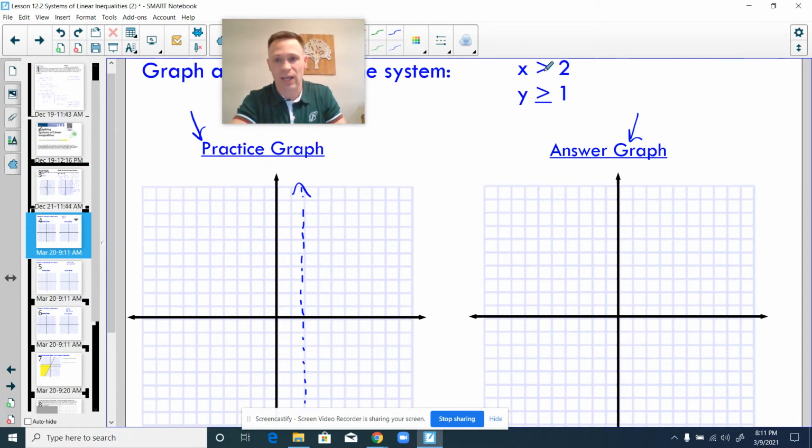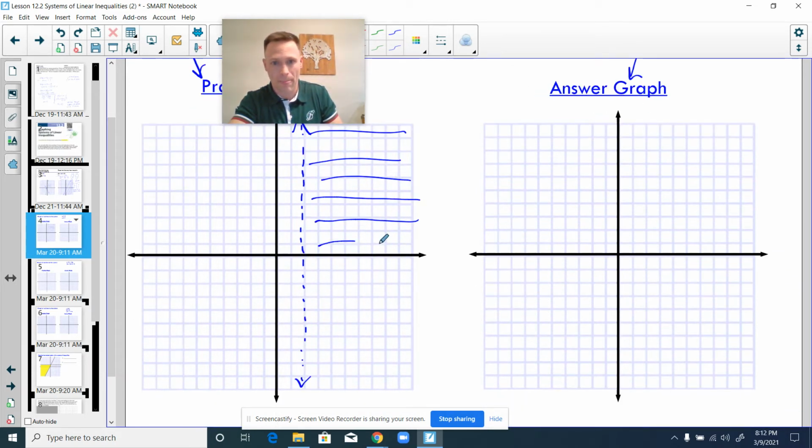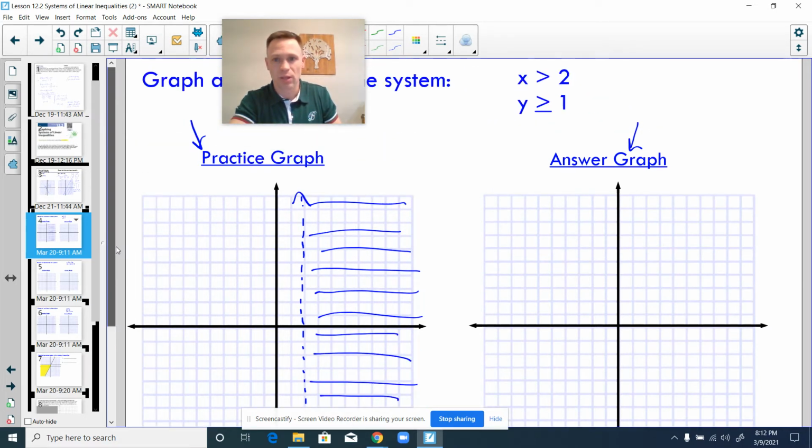Now, it says x is greater than 2. So where are the x values that are greater than 2? They're all to the right. Now, I'm not going to go crazy shading, so I'm just going to kind of do this. All right, that's one of them. I'll do the other one in a different color here, and so we'll do that in red.